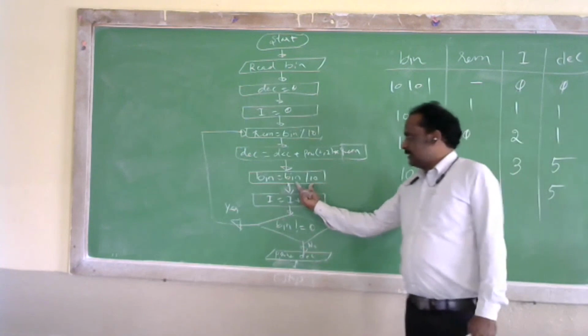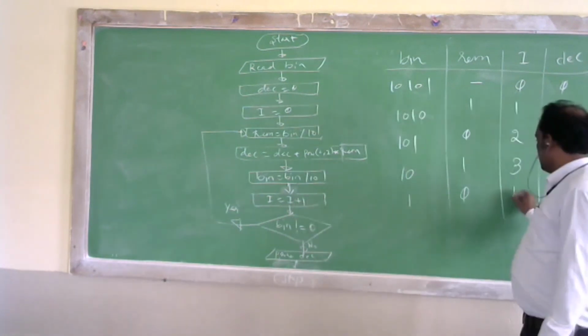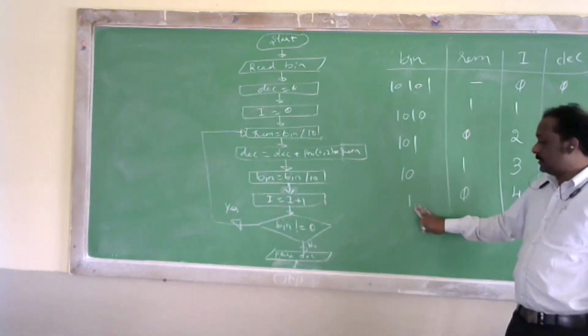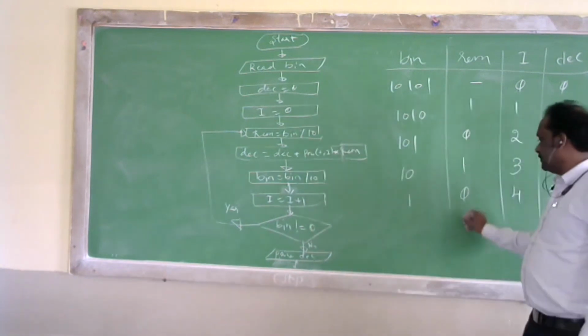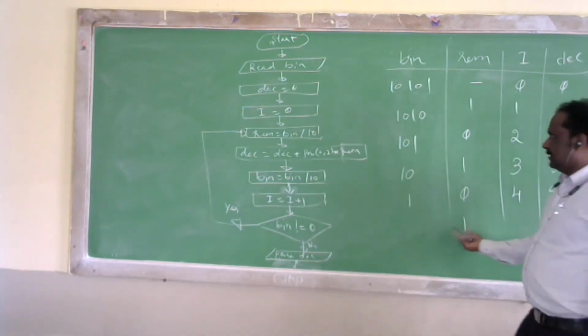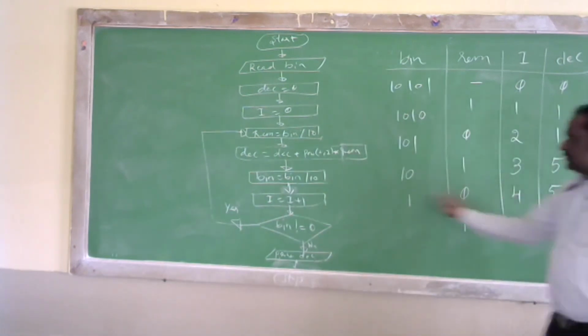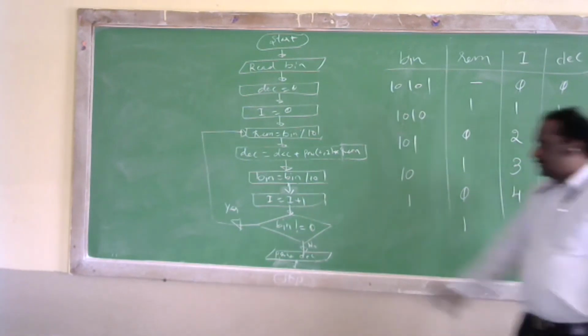Now binary is 1. I is equal to I plus 1. I is 4. Now binary 1 is not equal to 0. Now repeat these steps. Remainder is equal to binary modulus 10, which is 1. Now calculate the decimal value. 2 power 4 is 16. 16 into 1 is 16. 5 plus 16 is 21. So the decimal value will change to 21.